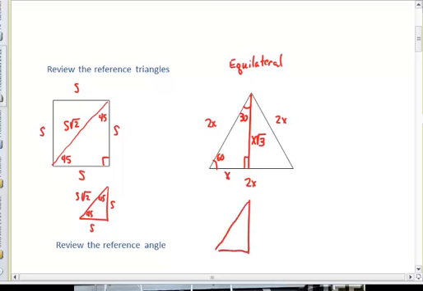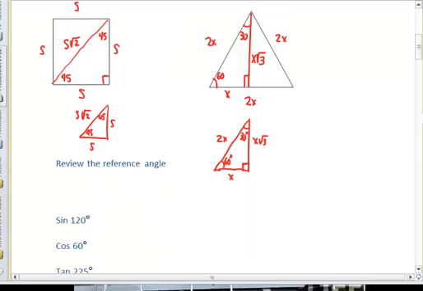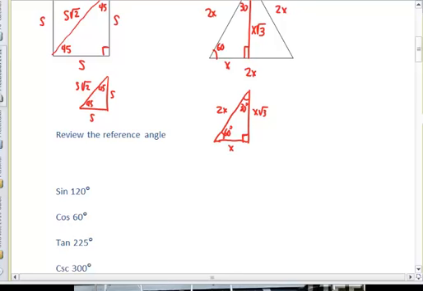If you're ever forgetting which side should be what, we have 2x, this is x, and this is x root 3. You have to remember that opposite the 60-degree angle is the x root 3. Opposite the 30-degree angle is our smallest side, the x side, and opposite the 90 is our largest side, the 2x. So now we're going to use that information to help us find trig ratios.